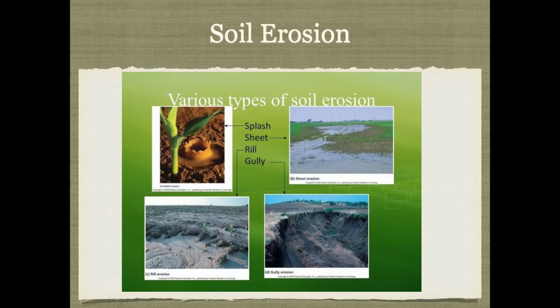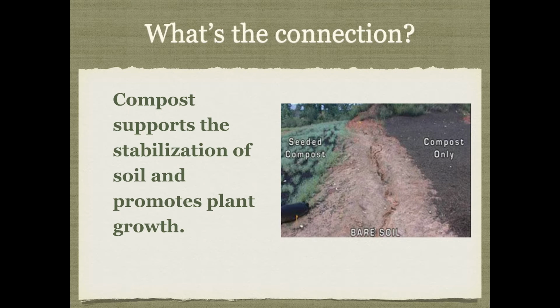And then your rill erosion, you guys have probably all seen a slope, and it creates a serious indent as the water moves down and really creates a scar on that soil. So these are just the main kinds of soil erosion we're thinking about. What's the connection? Compost supports the stabilization of soil and it promotes plant growth.